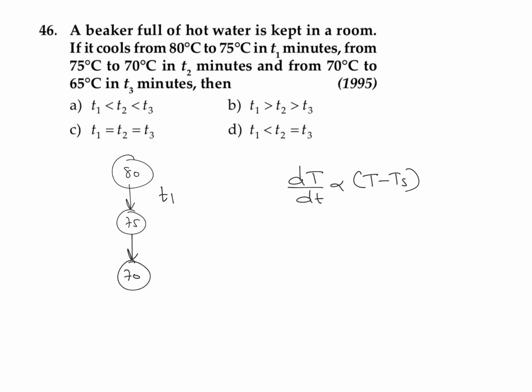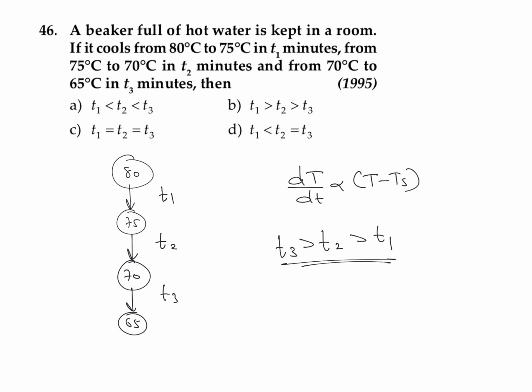So for the first case, 80 to 75 is happening in time T1, and 75 to 70 is happening in time T2, and 70 to 65 is happening in time T3. So definitely we can say that T3 will be more as compared to T2, which will be more as compared to T1.